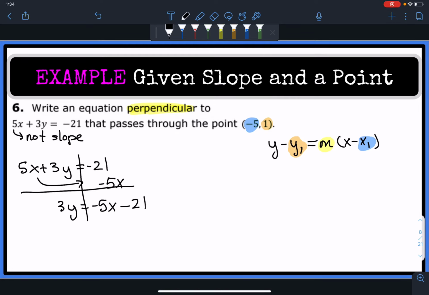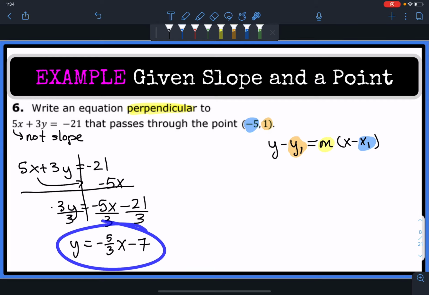And I divide all of these terms by this 3 right here. I end up that y is going to equal negative 5 over 3 x minus 7. And again, from this equation, the only thing I'm interested in is this number, the slope right there.